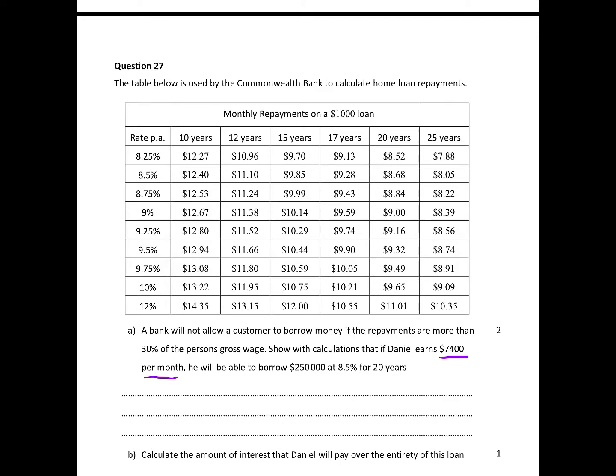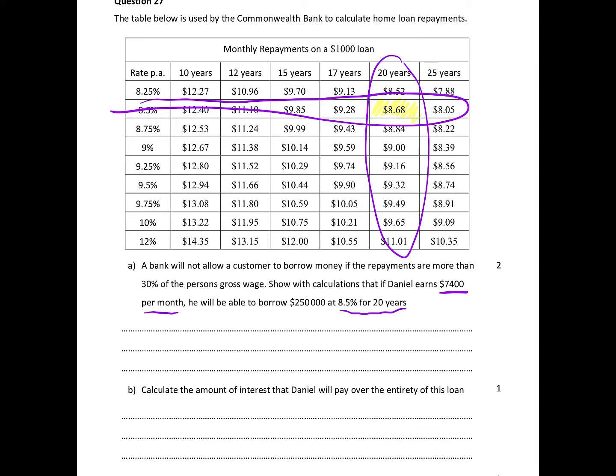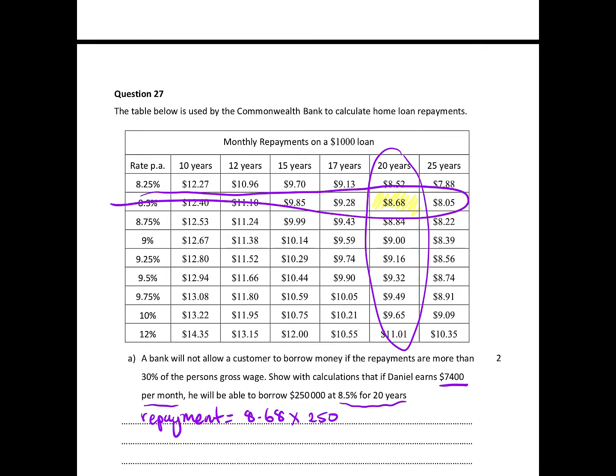All right, let's have a look. So he wants 8.5% for 20 years. Okay, so let's go here, and 20 years. So we are after this amount, 8.68. And for $250,000, if he were to borrow $250,000 at 8.5% for 20 years, his repayment will look like this. His repayment is going to be 8.68 times 250, because this table is an annuity.